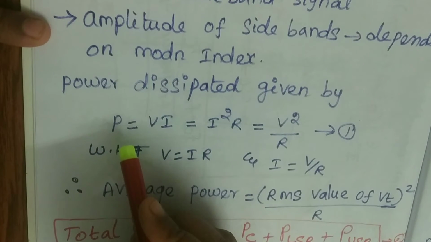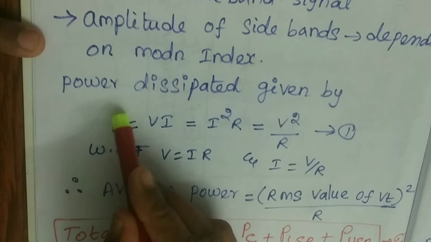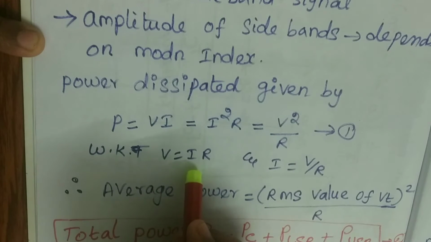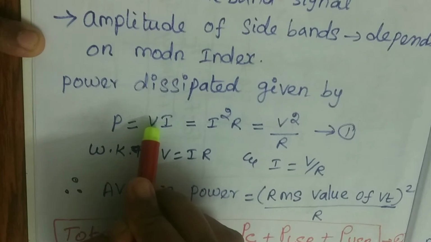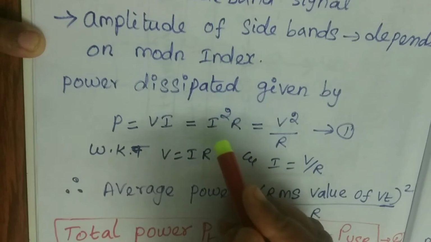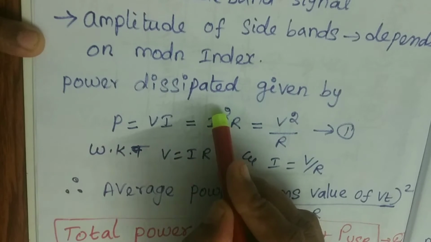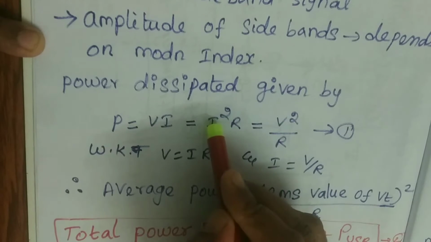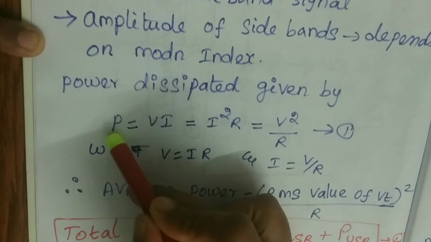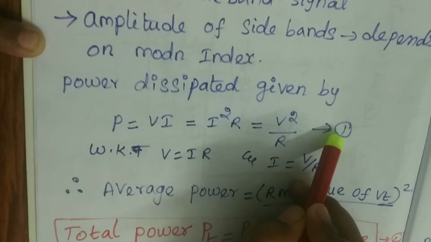So we know the basic expression for power. Power P is equal to VI, and V is nothing but IR. Substituting IR for V, we get I squared R. Then we also know I is nothing but V by R. Substituting V by R for I, we get V squared by R squared into R, which is equal to V squared by R. This is the basic expression for power.